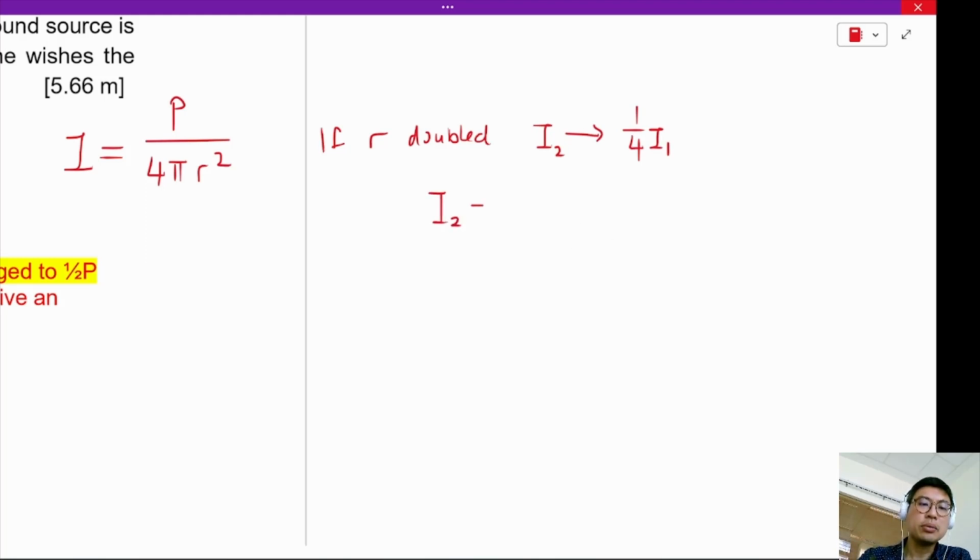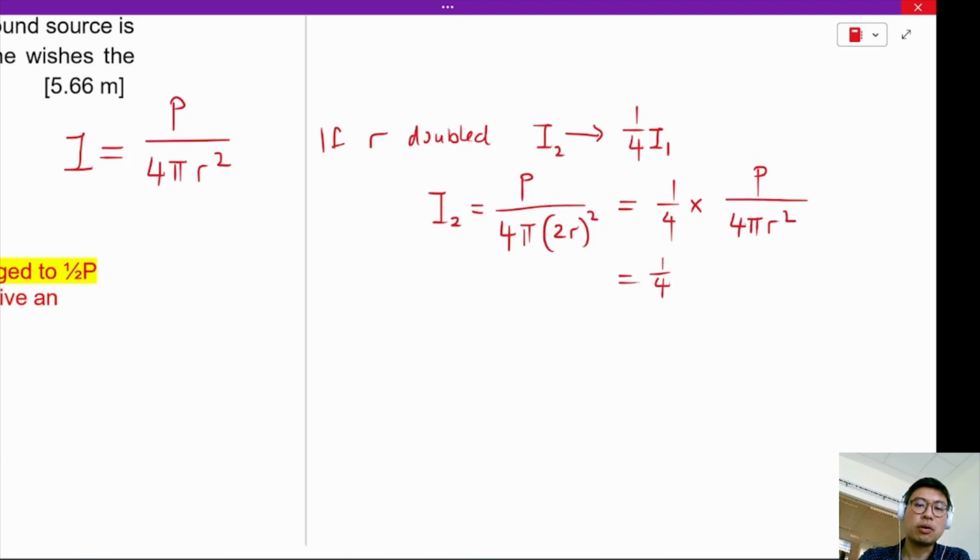Let's say I2 is equal to P over 4 pi (2r) squared. This is equal to 1 over 4 times P over 4 pi r squared. This is 1 over 4 of I1. So what happens if r is doubled is that the effect on the intensity will be quartered. So if r doubled, intensity will be 1/4.